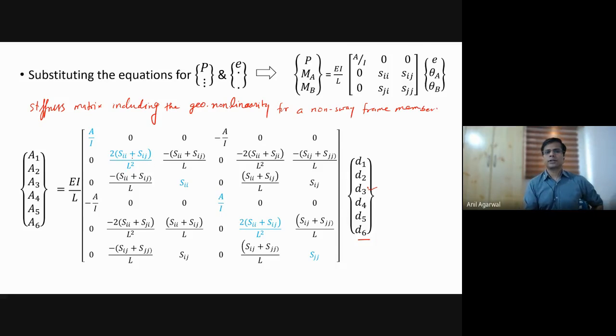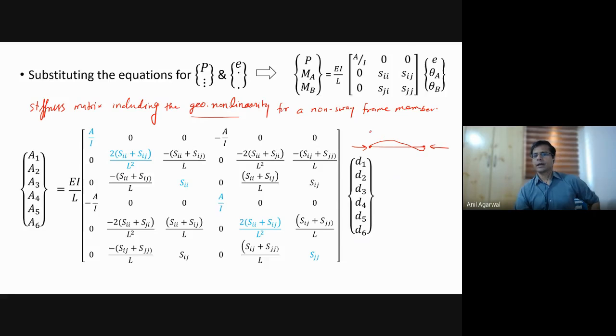Okay, so it has geometric nonlinearity effect, but only within the member. So the two ends of the member are not moving laterally. They are still, if the P is acting this way, these two members are not moving laterally. That movement is not there. But in between there can be movement, and that movement will introduce some non-linearity, and that is incorporated in this formulation. Follow me?